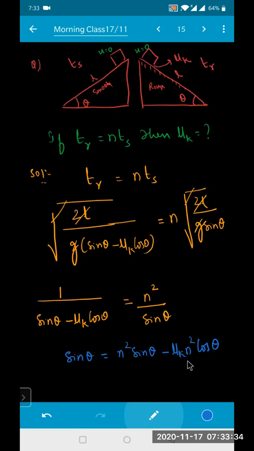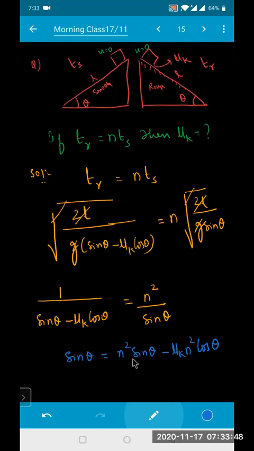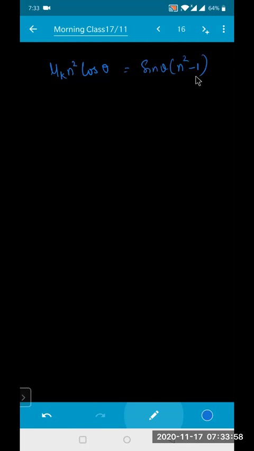So if this goes here, this minus, if I remove, sin theta is common. So that will become sin theta into n square minus 1. Sin theta is common, so n square minus 1 came. Now we need the mu k value. So mu k is equal to sin theta divided by cos theta into n square minus 1 divided by n square.